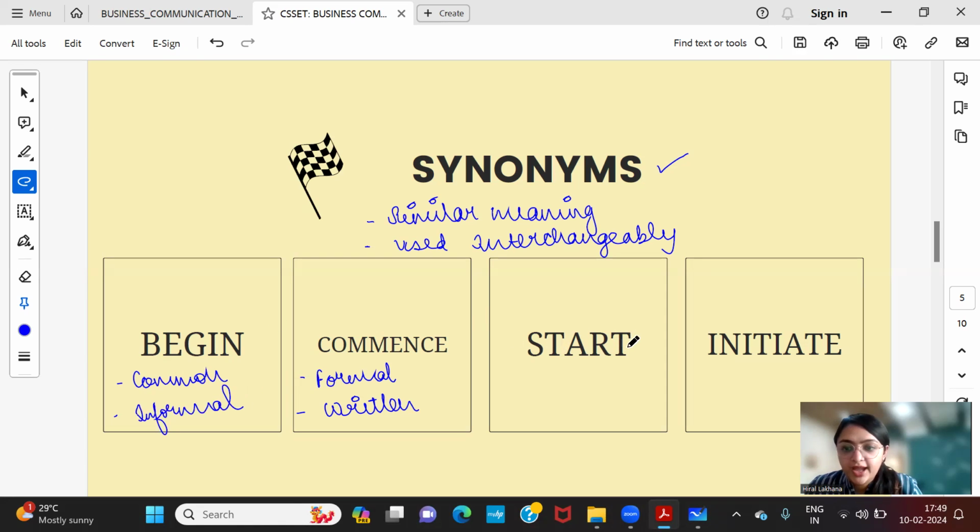Coming to the third word that we have here, start. Start might seem to have a very similar meaning to begin and commence. The meaning is similar, but the context in which we use the word start is different. Start often indicates the beginning of a race. If we say the race has started or the competition will start at 2 p.m., the meaning is more or less the same, but the context in which it is used is different. And initiate again has a very similar meaning, but it means to put in efforts to start something.